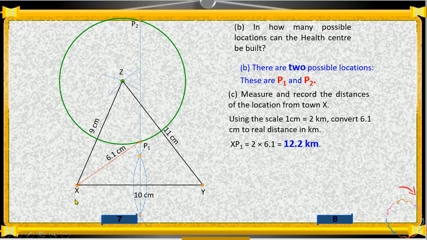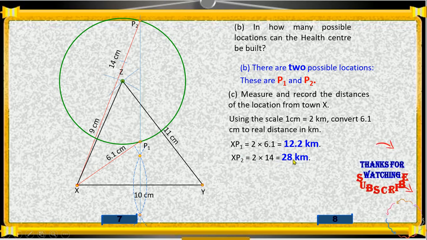Then we are going to measure the distance from X to P2. We place our ruler and measure, and then we mark the point here so that we can shift our ruler to measure the remaining distance. That's 10.5, and from here you have 3.5 added to 10.5. So you agree with me that the distance now is 14 centimeters. Therefore XP2 is 2 times 14 centimeters, converting to kilometers, giving 28 kilometers.